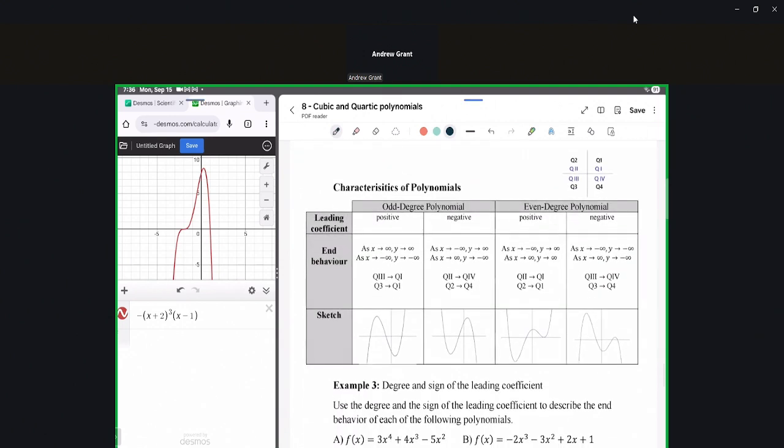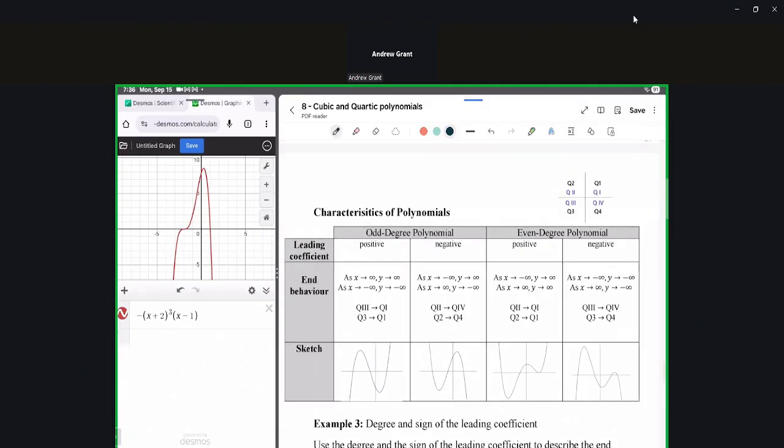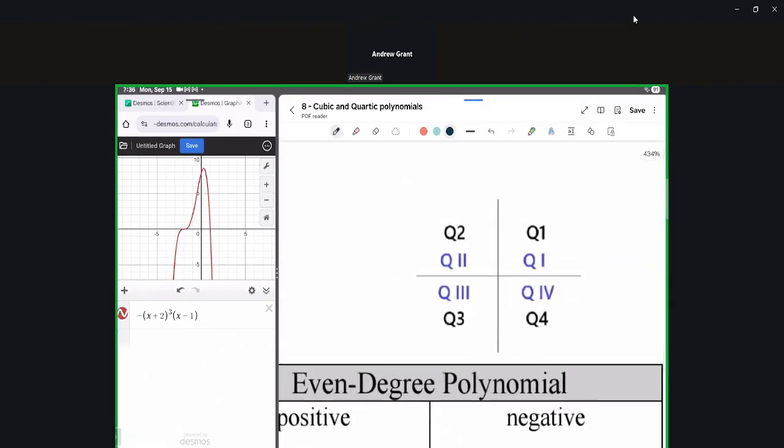And so here's what we can say. We're going to talk about characteristics of polynomials. But before I do that, I want to mention this little chart here, which is going to come in handy for us. This is the Cartesian plane. Here's my x-axis. Here's my y-axis.